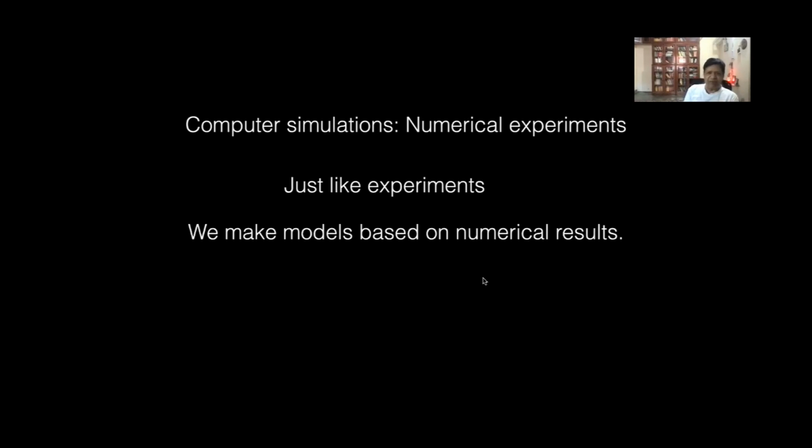So we make models based on numerical results. Often simulations or computer experiments complement the real experiments. An example I can give you is that we can work with liquid metals, like mercury or molten iron. For example, in the car industry, we work with molten materials.